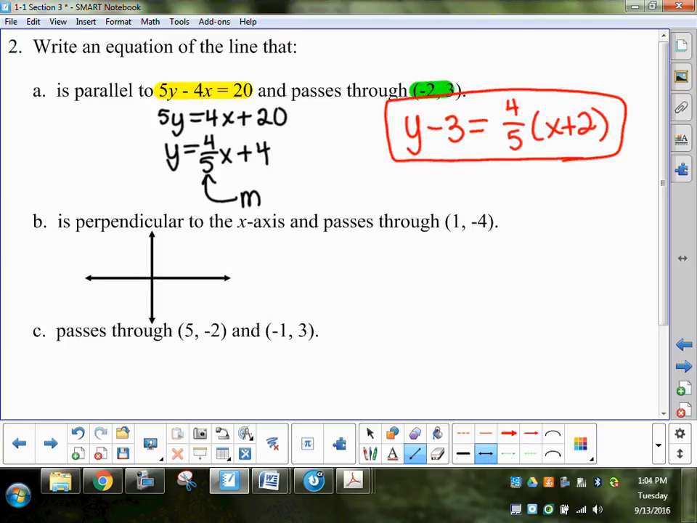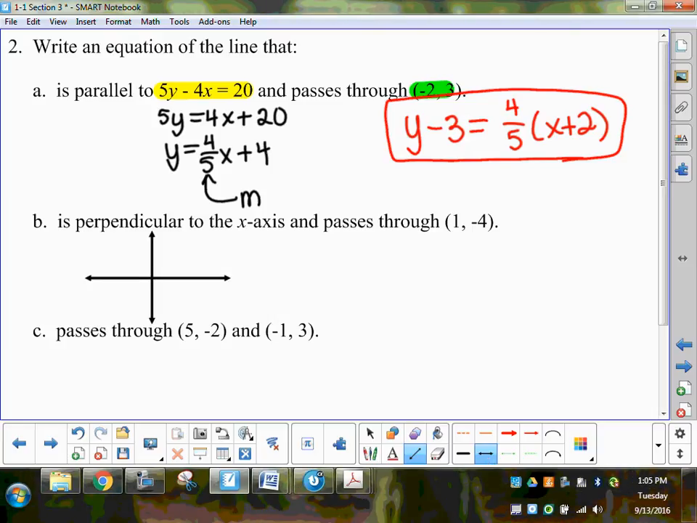So here's my mini Cartesian plane. It's got to go through (1, -4). So that means I go over 1 and down 4. That's going to be right here. The point is (1, -4). The line that I'm going to give is perpendicular to the x-axis. So, Alex M., does that mean that the line is going to go up and down or side to side? No. If it's perpendicular to the x-axis, it's going to have to go up and down.